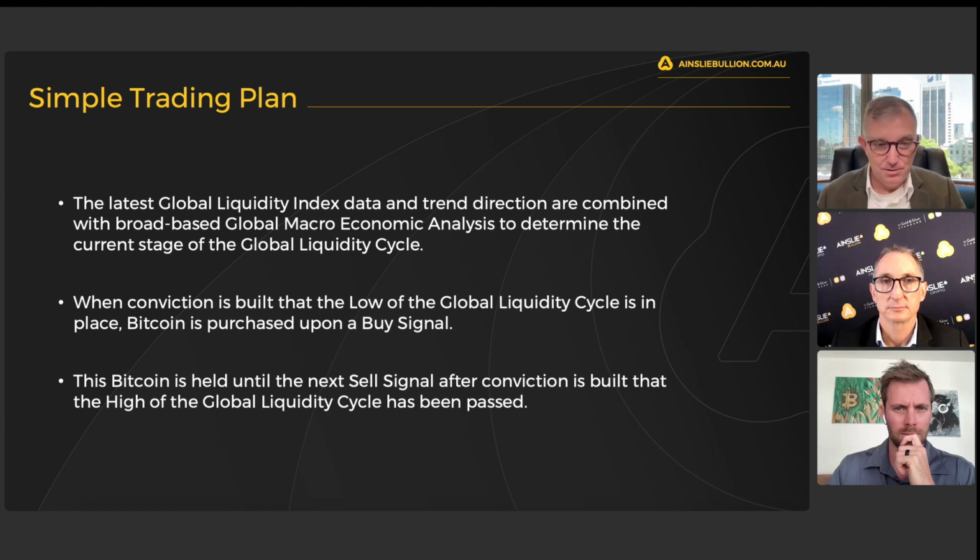At that point, we purchase and then we hold right up till we get to the high of that cycle. It's a pretty straightforward plan. Then we sell at the high of that cycle when we have built conviction that it's passed.